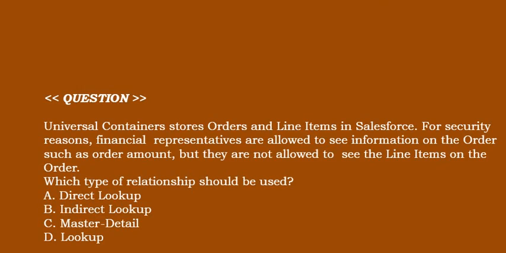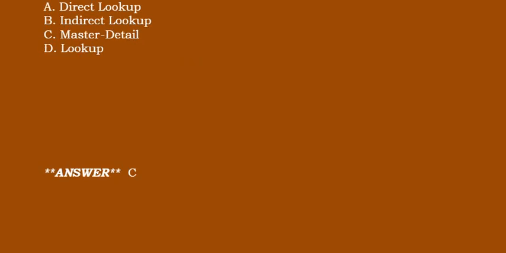Next question is Universal Containers stores orders and line items in Salesforce. For security reasons, financial representatives are allowed to see information on the order such as order amount, but they are not allowed to see the line items on the order. Which type of relationship should be used? Option A. Direct lookup. Option B. Indirect lookup. Option C. Master detail. Option D. Lookup. Correct answer is option C.